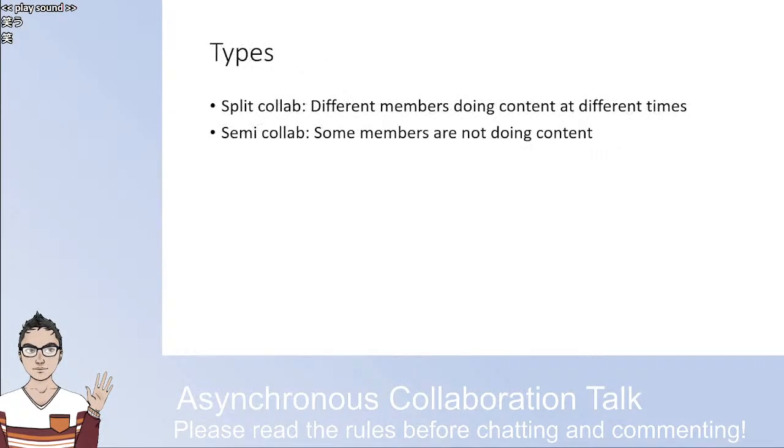So there are two types of asynchronous collaborations. One is split collab, where different members are doing content at different times, and another one is semi collab, where some members do not make the content but they do contribute in other ways.